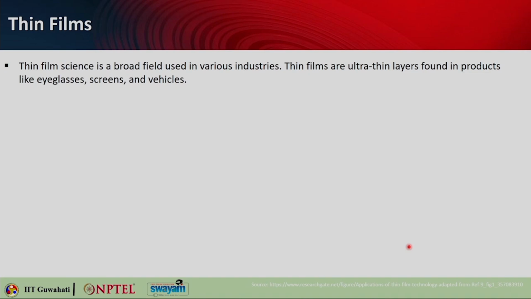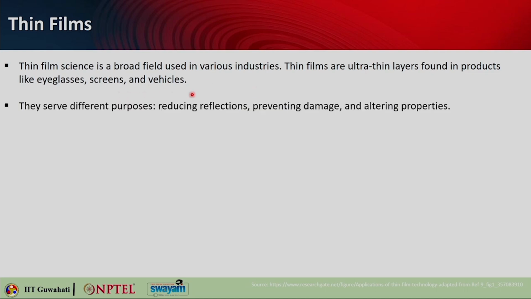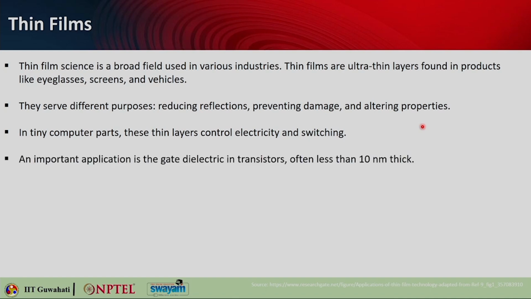If you look into the thin film industry, thin film science is a broad field which is used in various industries. Thin films are ultra thin layers that can be found in products such as eyeglasses, screens and vehicles. These serve different kinds of purposes, such as reducing reflection, preventing damage and altering properties. In tiny computer parts, these thin films can control electricity and help you switch.